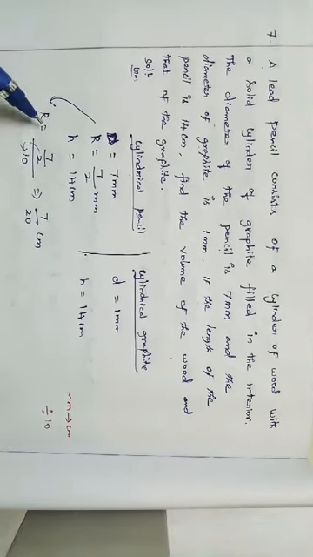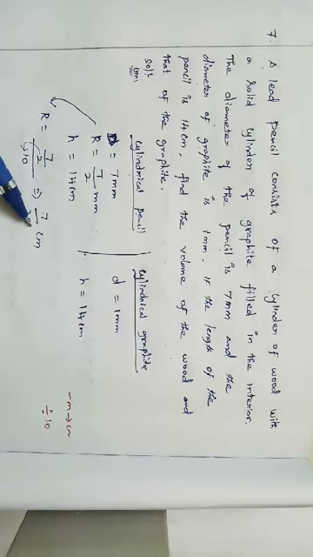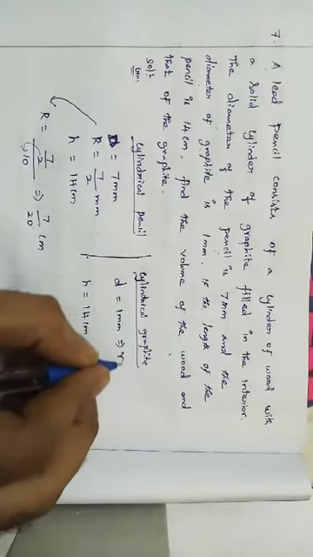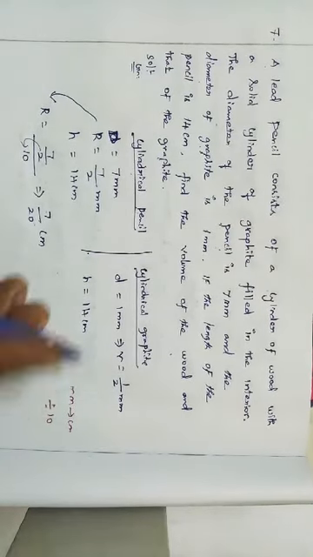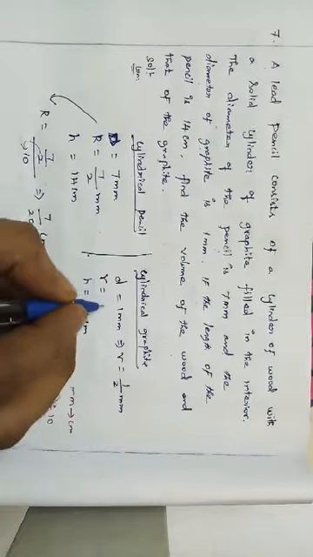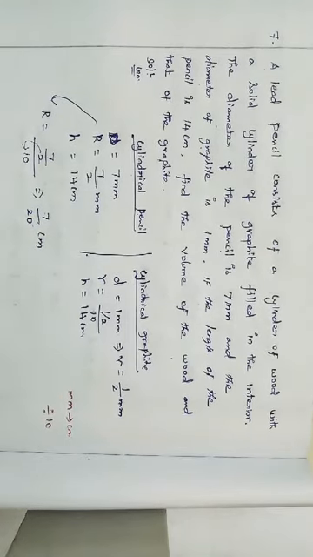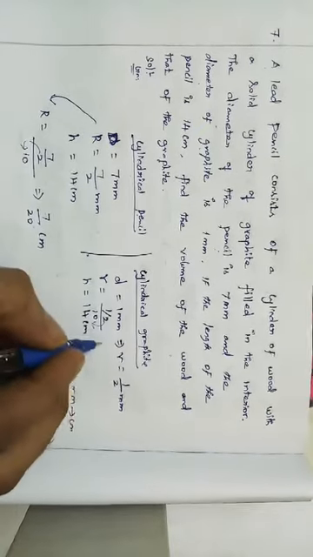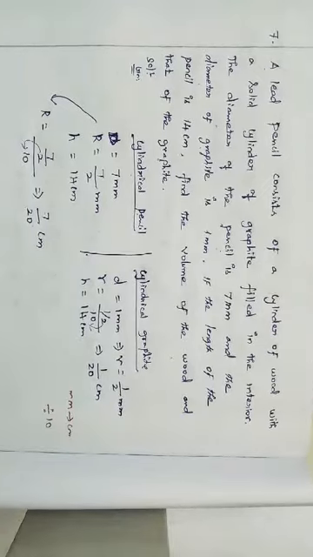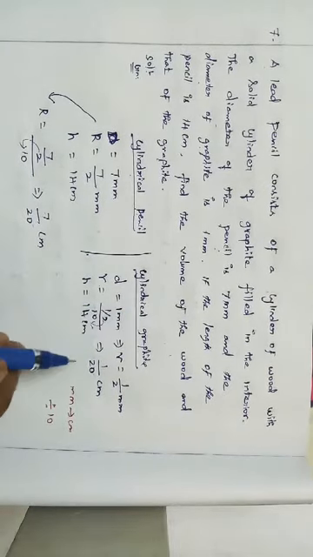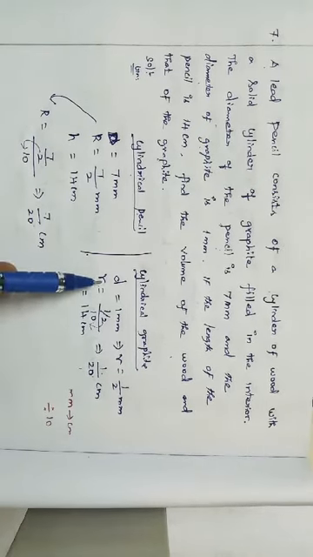Therefore, the radius of the cylindrical pencil is 7 by 20 centimeter. Now I am going to find the radius of the graphite. The radius is 1 by 2 millimeter, and converting millimeter to centimeter, small r is equal to 1 divided by 2 divided by 10. This 2 comes to the denominator, so it becomes 1 by 20 centimeter. Now the radius of the cylindrical graphite is 1 by 20 centimeter. Now we know all the values, the radius as well as the height.